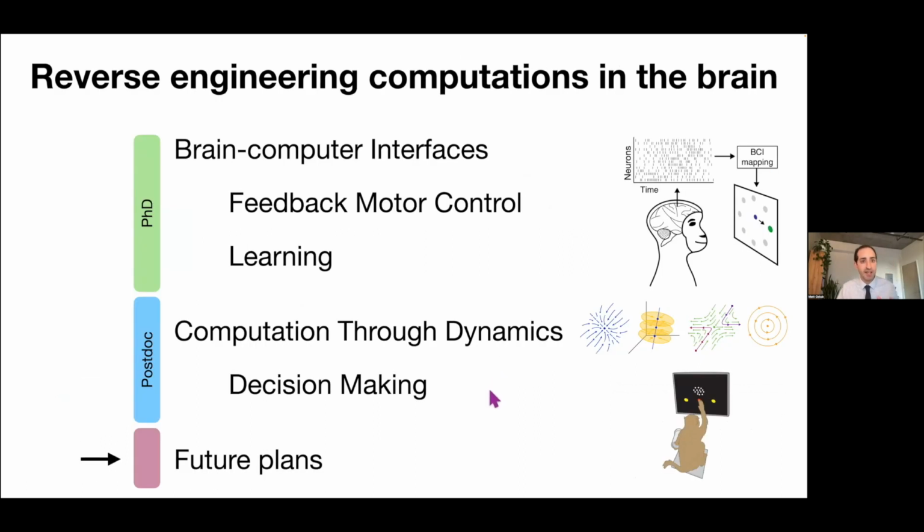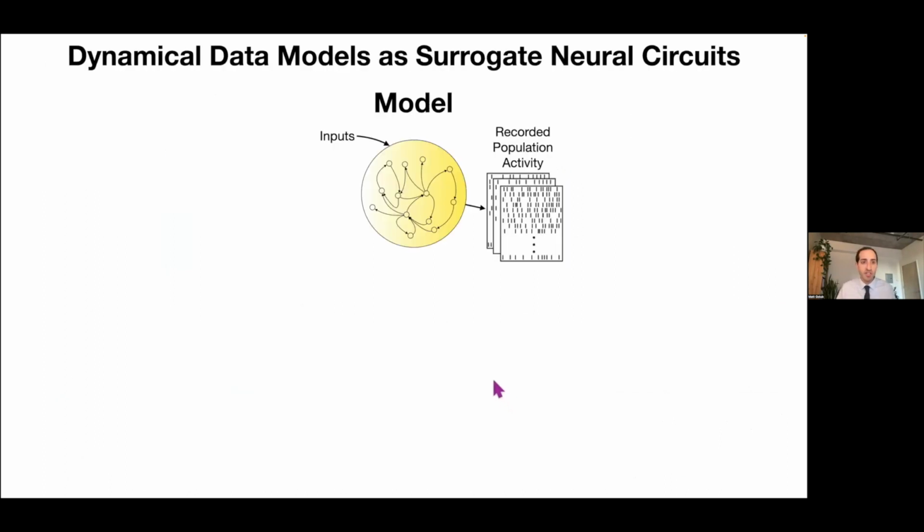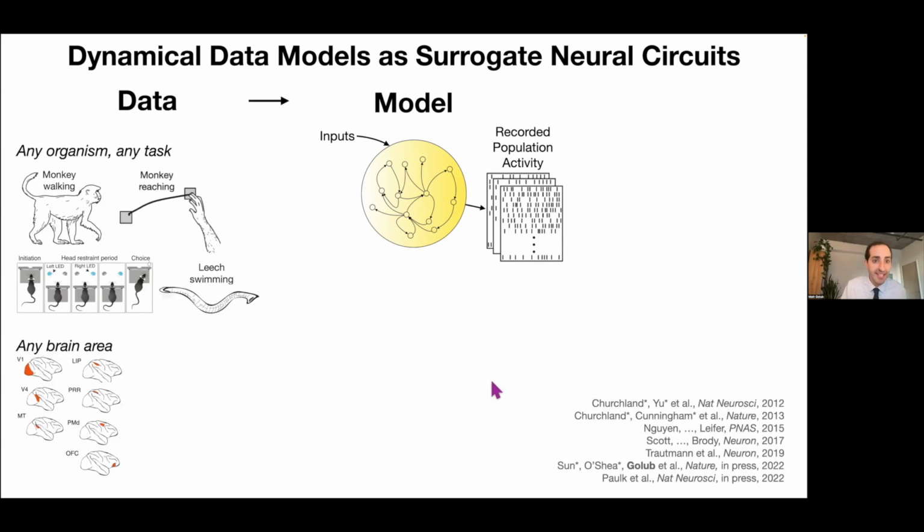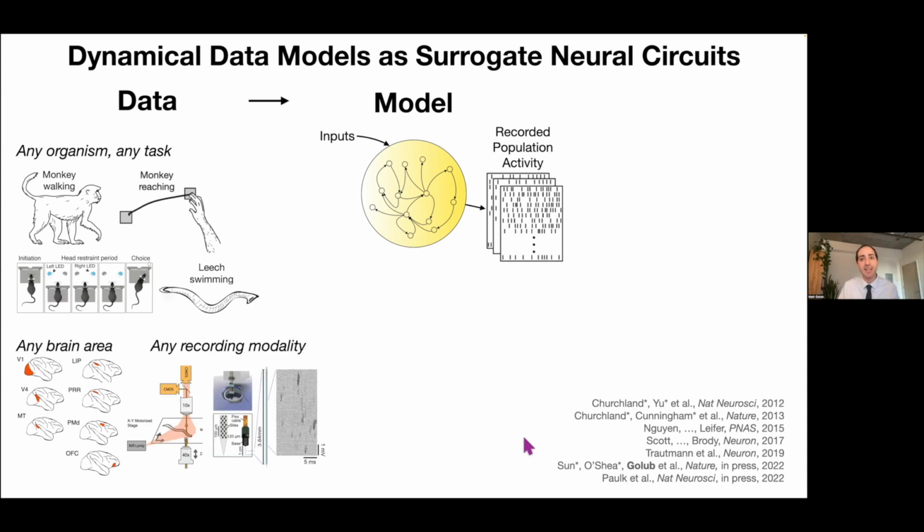So now let me take a step back and describe how this work sets the foundation for my future plans. So the overall vision for my lab will be to develop these dynamical models as surrogate neural circuits. We can build these models with data from any organism performing any task, recording in any brain area using any recording modality. And if our model is sufficiently expressive and fit to the right data, it can become a surrogate for the actual neural circuit. The fixed point analysis is just one example of this.